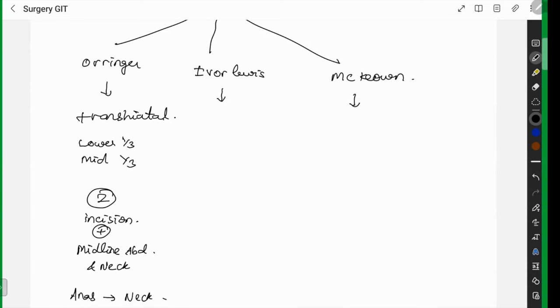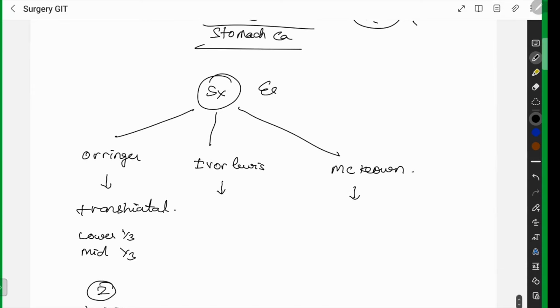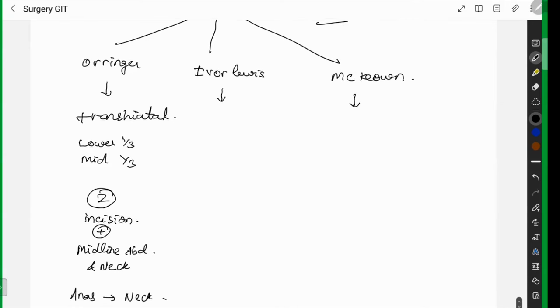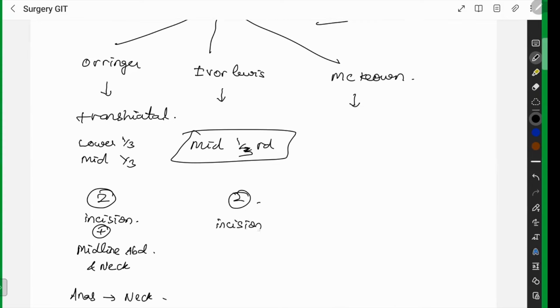In surgery, we say esophagectomy, so you're going to remove the esophagus. When it is going to be at the middle one third and the middle one third is involved more commonly, you again give 2 incisions, but where do you give the incisions? You're going to give an incision at the abdomen and a right thoracotomy. Okay, wow. So the anastomosis will be at the thorax.